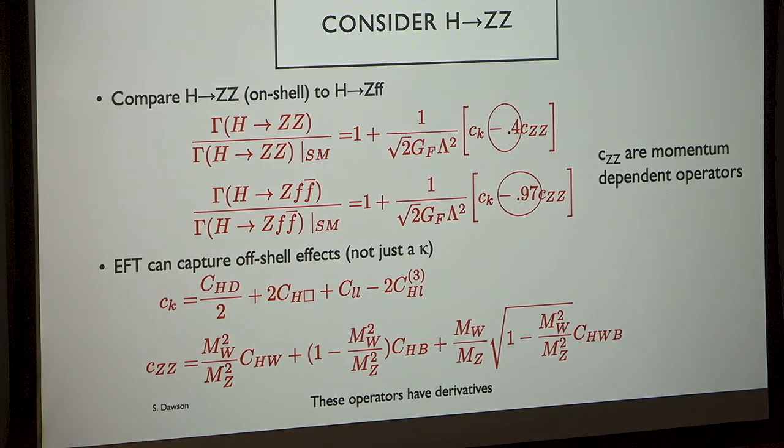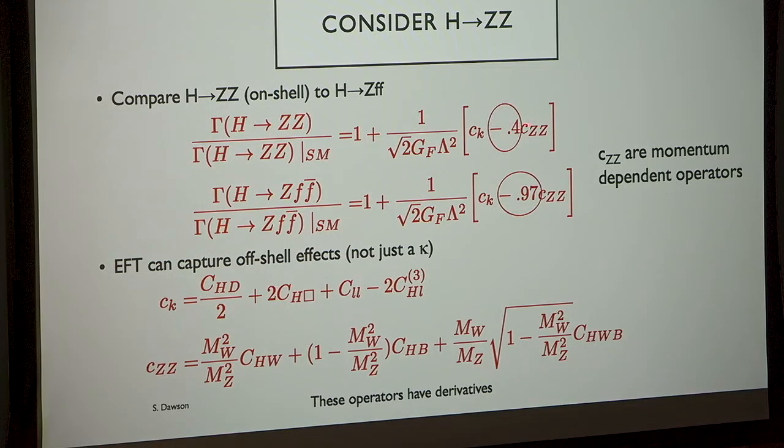So here's Higgs to ZZ, which, as you recall, was a discovery channel at the LHC. Here I have the width for Higgs to ZZ over the standard model width, and here's the width for Higgs to Z f f-bar, which is what we actually measure, over the standard model piece. So it's 1, and then there's 1 over lambda squared, and there are 2 types of contributions. The first type, this little ck, is just this combination of coefficients which came into renormalizing the b decays. It's just numbers. Doesn't mean anything.